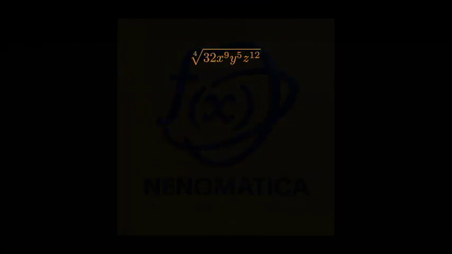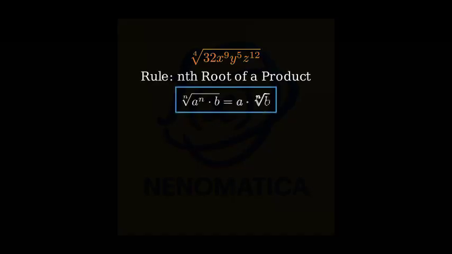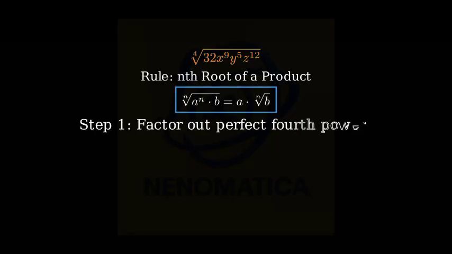We need to simplify the fourth root of 32x to the power of 9, y to the power of 5, z to the power of 12. To approach this type of problem, we'll use the property that the nth root of a product equals the product of the nth roots. We'll also use this important rule. The nth root of a raised to the power of n times b equals a times the nth root of b. For our first step, we want to rewrite this expression by factoring out perfect fourth powers.